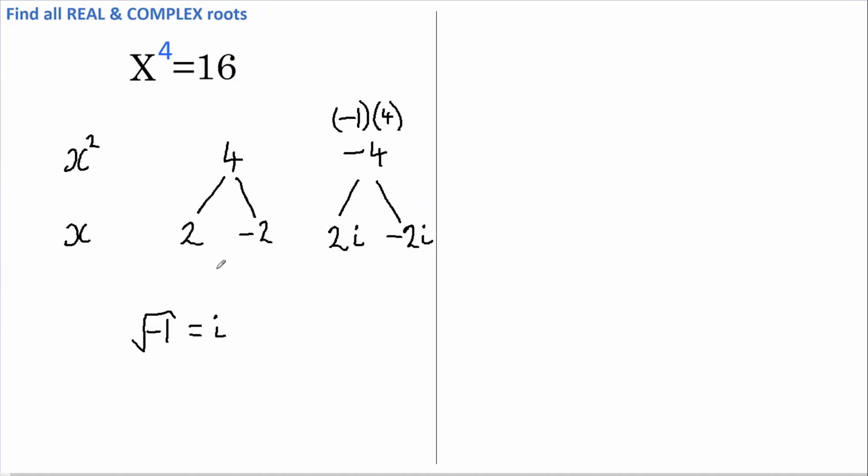So we now have our 4 solutions: 2 real, 2 and negative 2, and 2 imaginary, 2i and negative 2i. And they are the solutions to this problem. Did you get it?